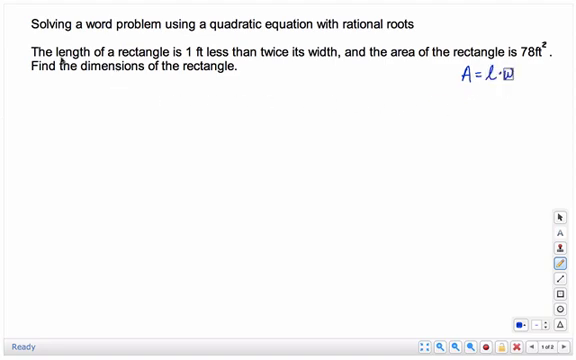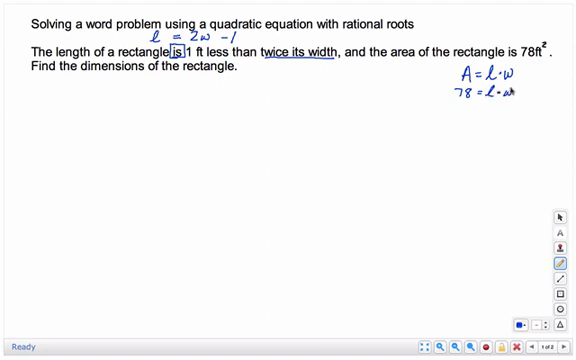Okay, so it tells us that the length of a rectangle is, remember when you see "is," it's like reading a sentence. The length of a rectangle is 1 foot less than twice its width. So length, L, equals 1 foot less than, that means you're taking 1 away from something, and it's taking 1 away from twice its width. So that's 2 times W. We're taking 1 away from 2 times W. So this is one equation we're going to use, and then we know that the area is 78 feet squared. So we're going to replace A with 78.